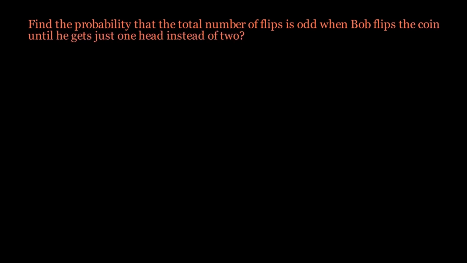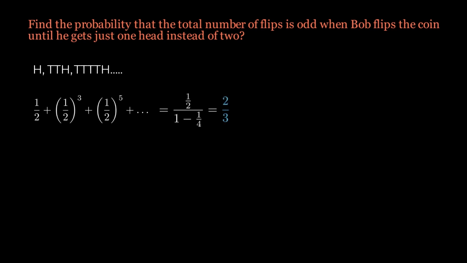This is easy. For the total number of flips to be odd, the first head must occur at either the first, third, fifth, and so on positions. So Bob must get H or TTH or TTTTH and so on. The required probability is the sum of the following infinite geometric series, which is equal to 2/3. So the probability that the total number of flips is odd when Bob gets just one head is 2/3.